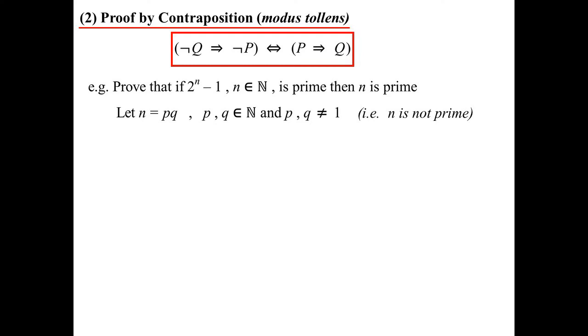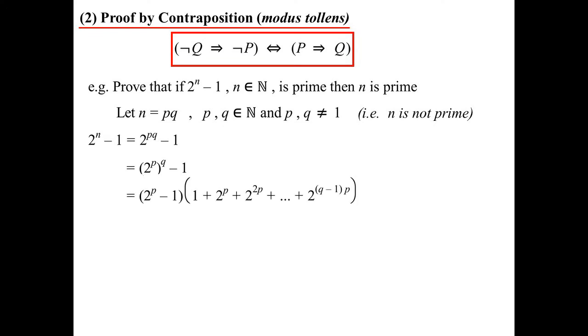So what I want to prove then, because I'm now saying that n is not prime, is that 2 to the power of n minus 1 is not prime. That's what I'm trying to prove. So 2 to the power of n minus 1 will be 2 to the power of pq minus 1. Using my index laws, I can write that as 2 to the power of p, all to the power of q, minus 1.